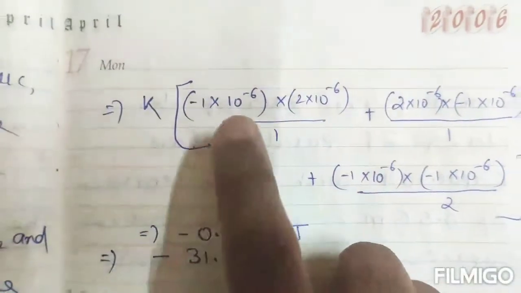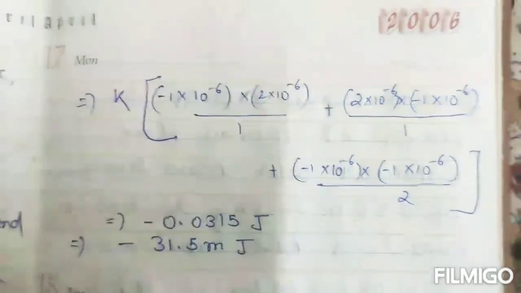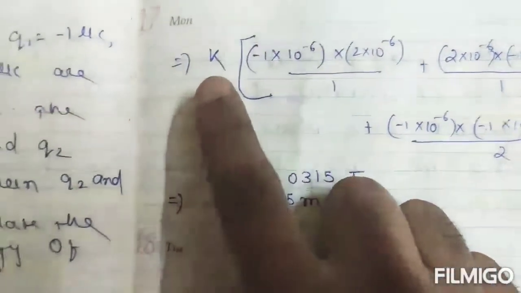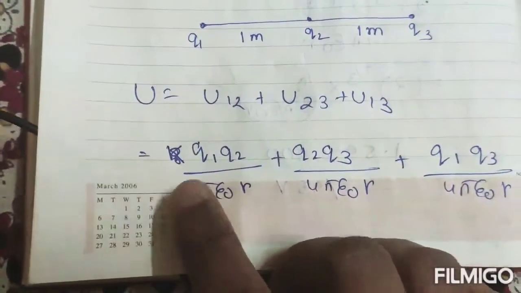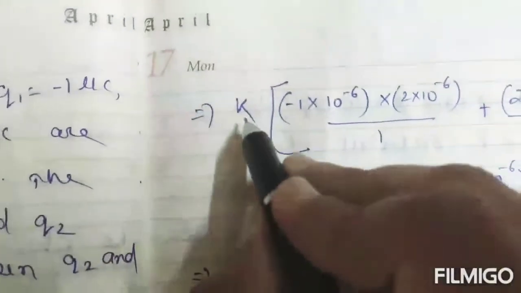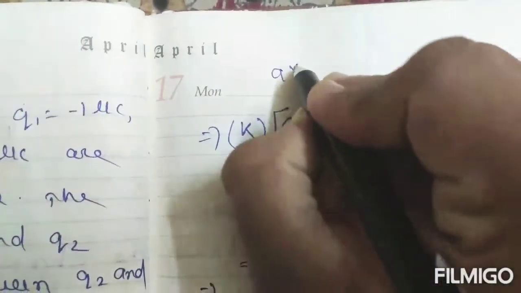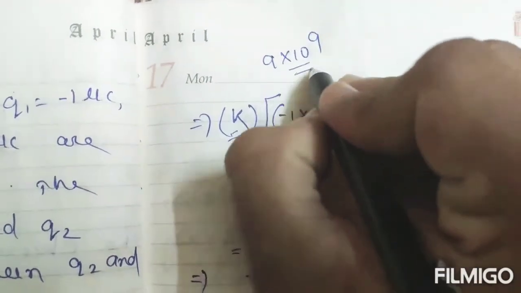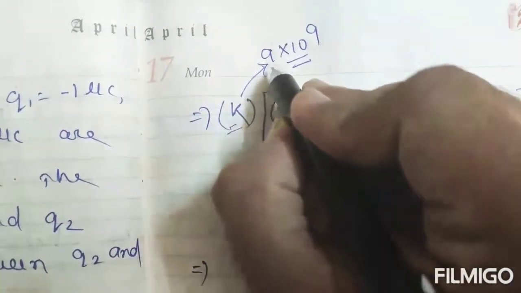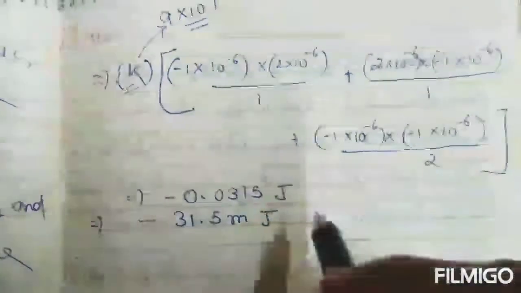Okay, let us place the values. Whatever values are given to you, you place them. Take K as common. What is K? K is nothing but the constant, 1 by 4 pi epsilon naught. So directly you can write K, otherwise you can write 9 into 10 to the power 9. You can multiply this value with this, right?